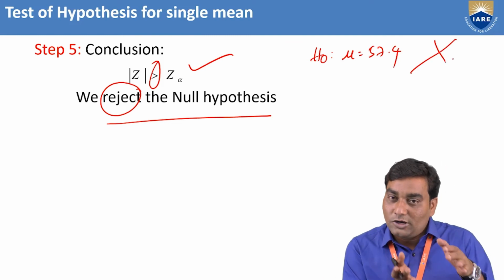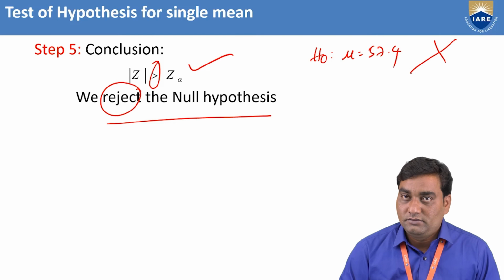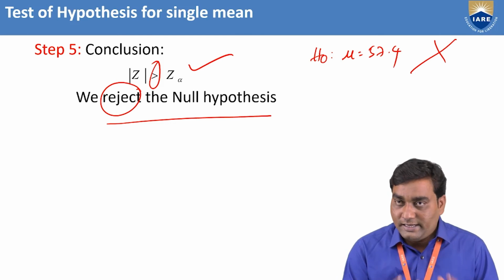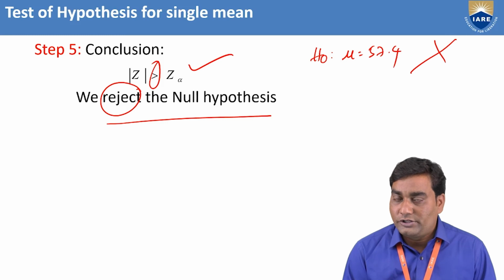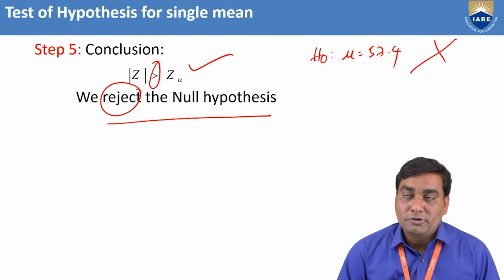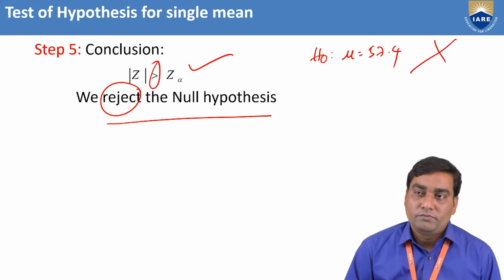That means whatever sample of 40 random locations he has taken is not taken from the population with the mean mu equal to 57.4.